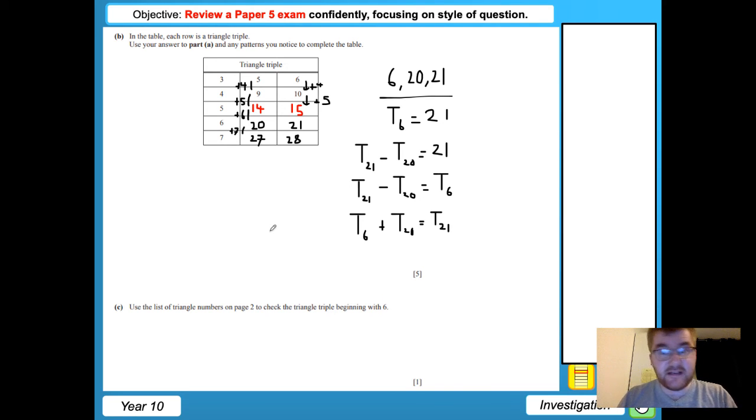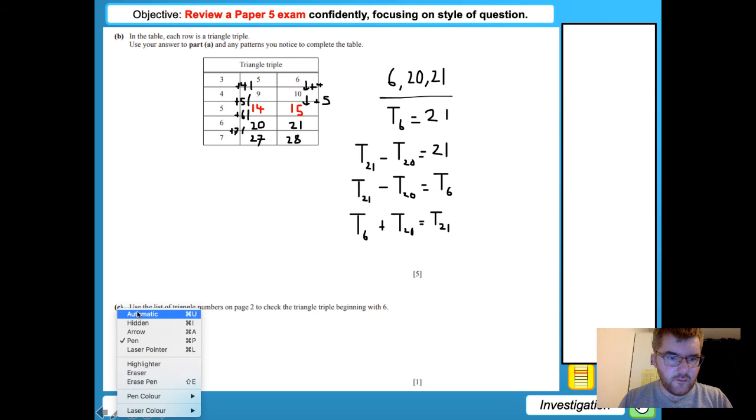And the last part is basically what I just did here. So check the triangle triple beginning with 6. So T6 was equal to 21. So I wrote this down earlier. And now we need to write down what T20 is and T21. So we go back.